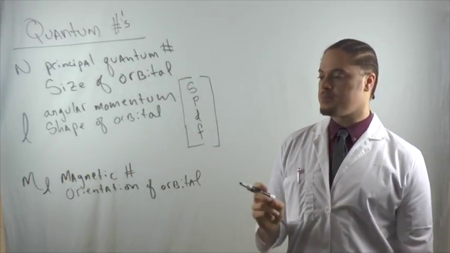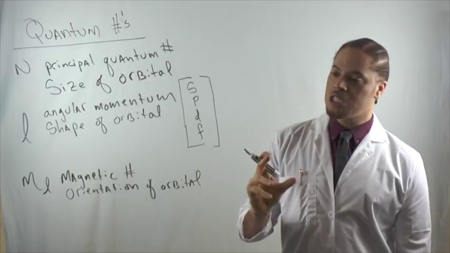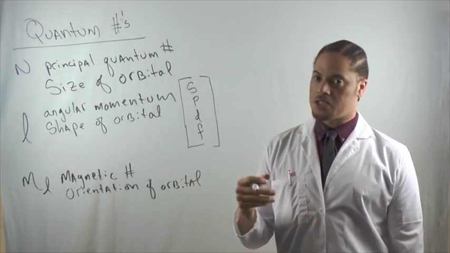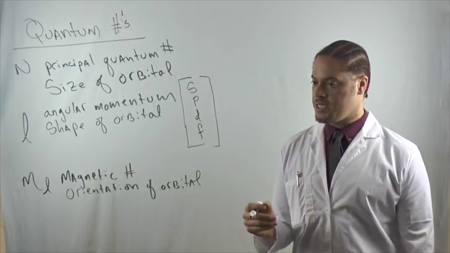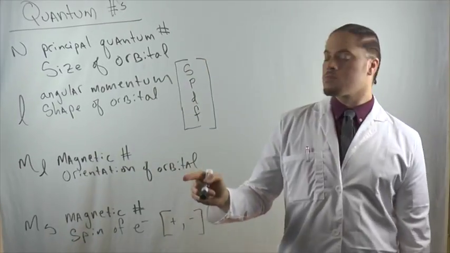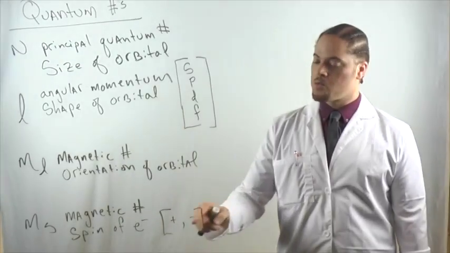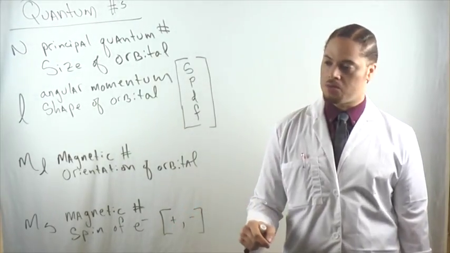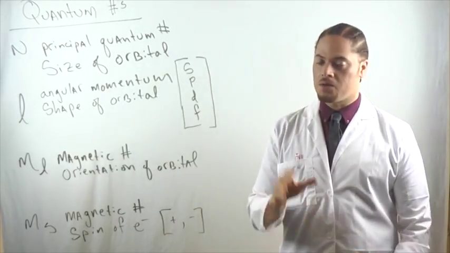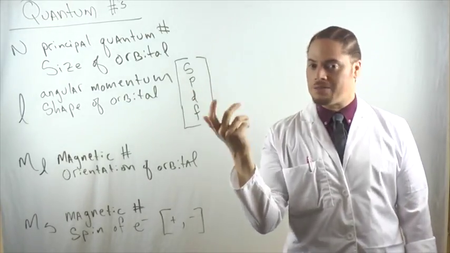Our magnetic quantum number describes the orientation of the orbital. We perceive objects in 3 dimensions. Our orbital can be along the x-axis, y-axis, or z-axis. I will illustrate. Our next quantum number is the magnetic spin of the electron, represented with a positive symbol or a negative symbol. Maybe it'll be a positive 1/2 or negative 1/2, or even an up arrow or a down arrow. And this describes whether the electron is spinning in this direction or that direction.